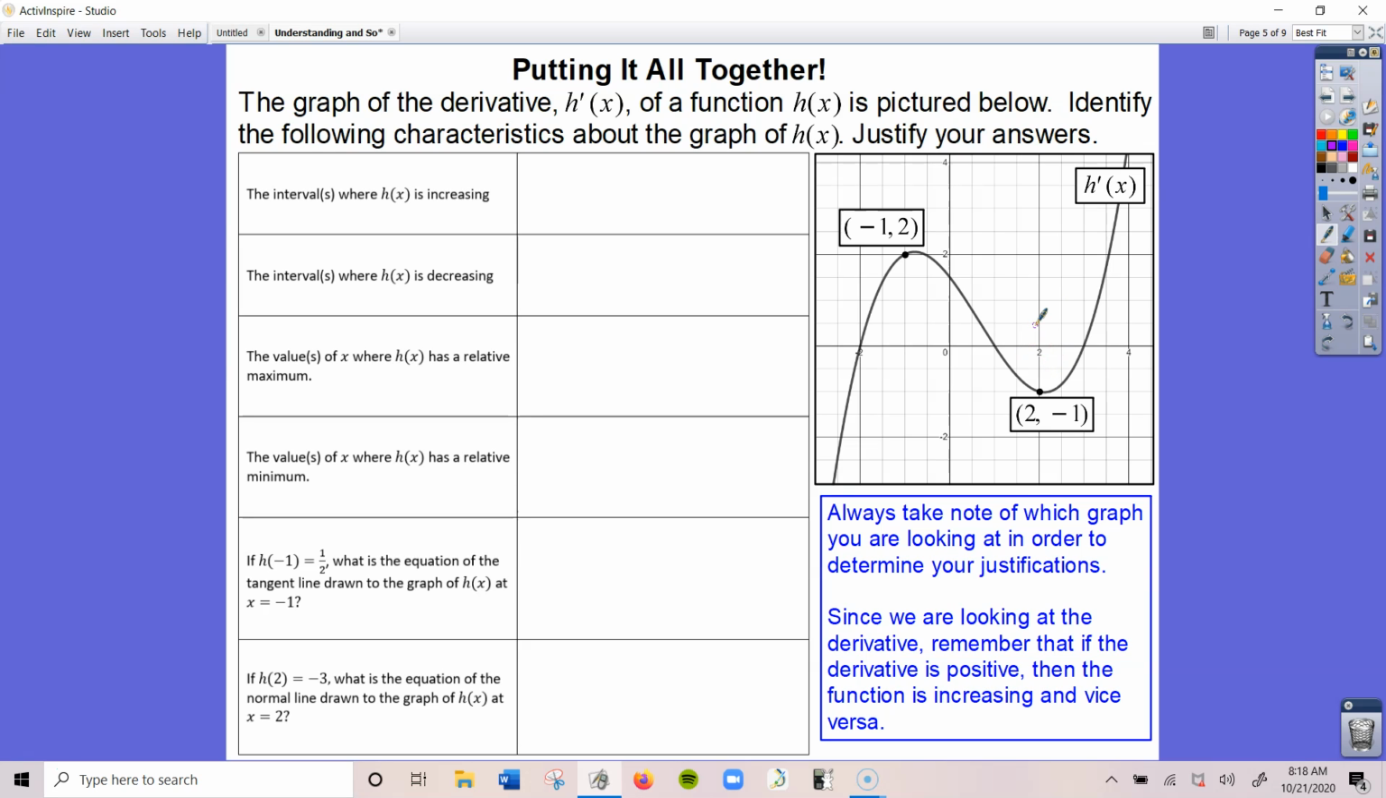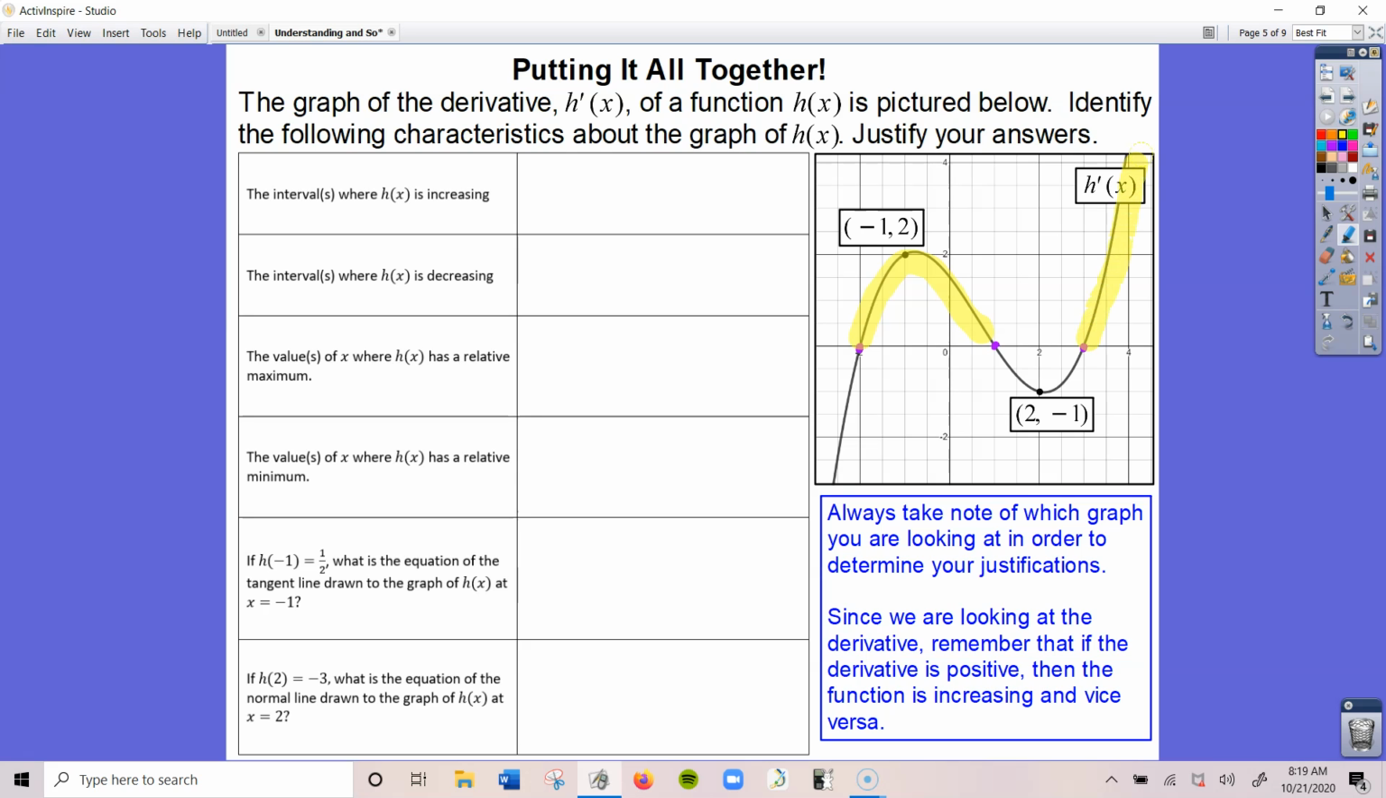Now keep in mind, I always think of my justification first. My function would be increasing when the derivative is greater than 0. That means that I'm going to take a look at my critical numbers, which are when h prime of x is equal to 0. This is what separates the positive values and the negative values. So for positive, I'm just going to highlight it here. My positive values are when my function is above the x-axis. So it's all of this.